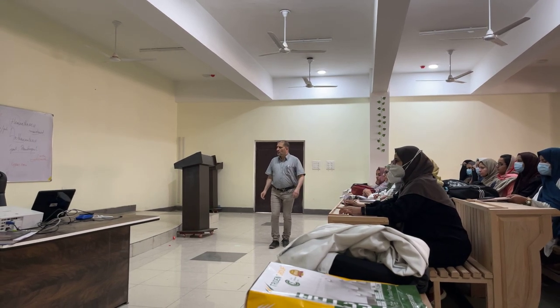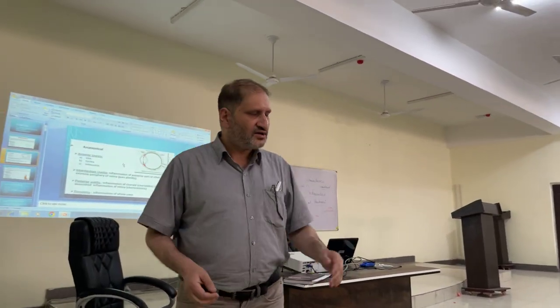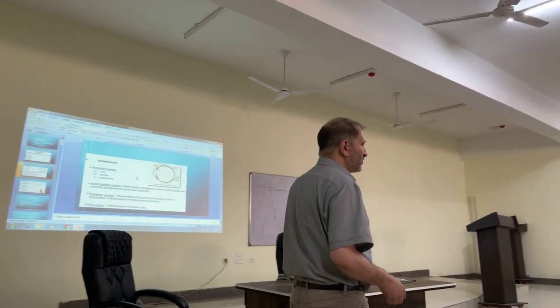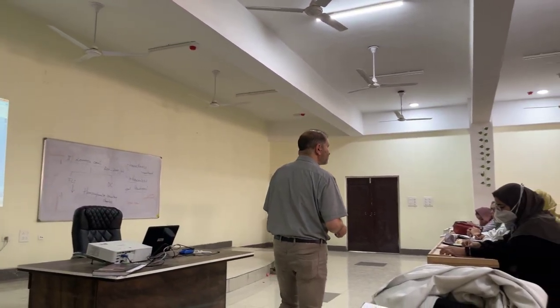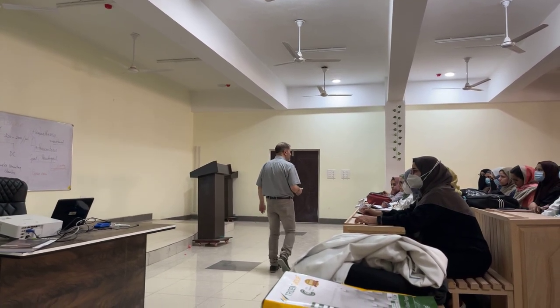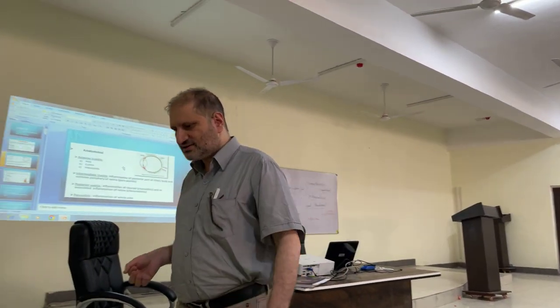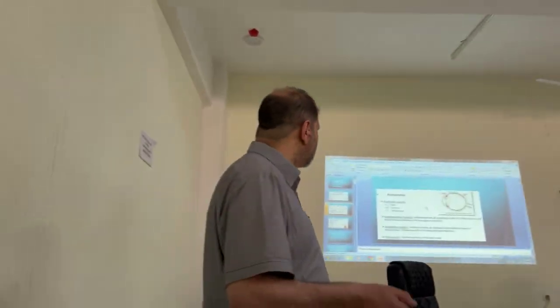Then there is one more term, what's called intermediate uveitis. Intermediate uveitis is inflammation of the posterior part of the ciliary body. That's called intermediate uveitis or pars planitis. Then posterior uveitis, you know, it is the choroid and it starts as choroiditis.